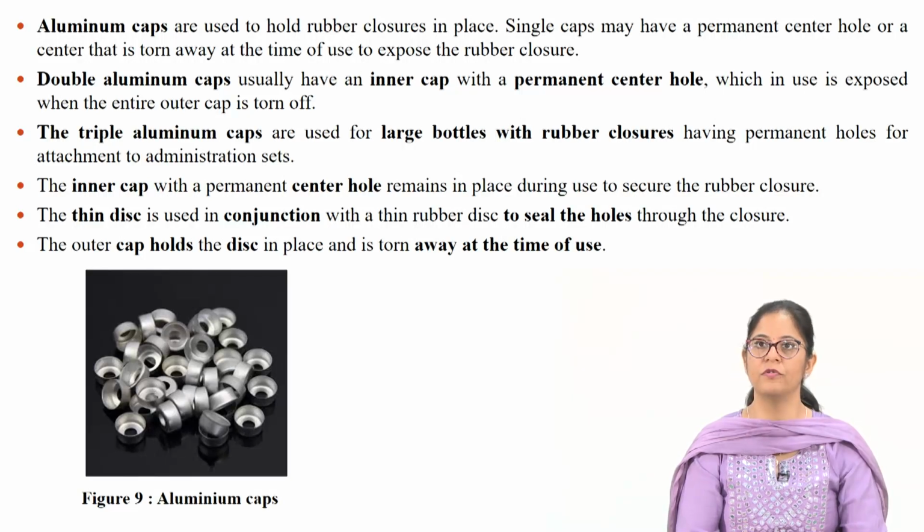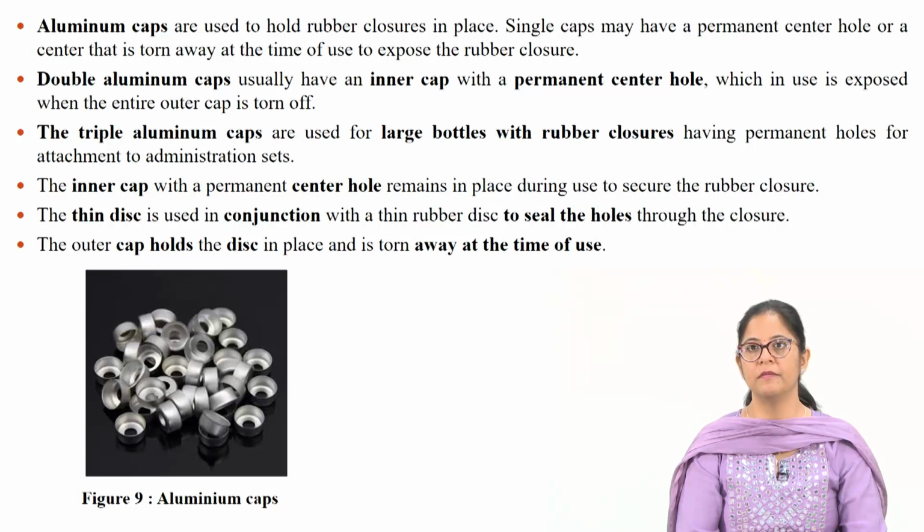Aluminium caps are used to hold rubber closures in place. Single caps may have a permanent center hole or a center that is torn away at the time of use to expose the rubber closure. Double aluminium caps usually have an inner cap with a permanent center hole, which in use is exposed when the center of the outer cap is torn off.